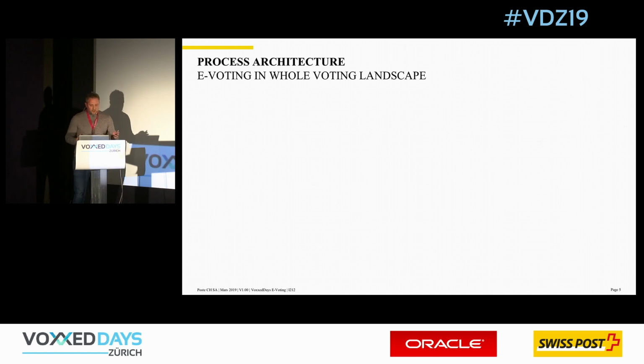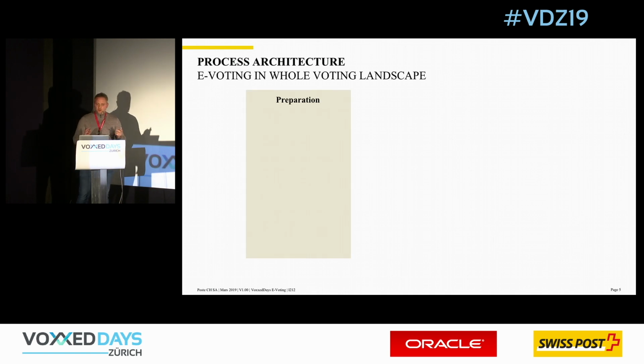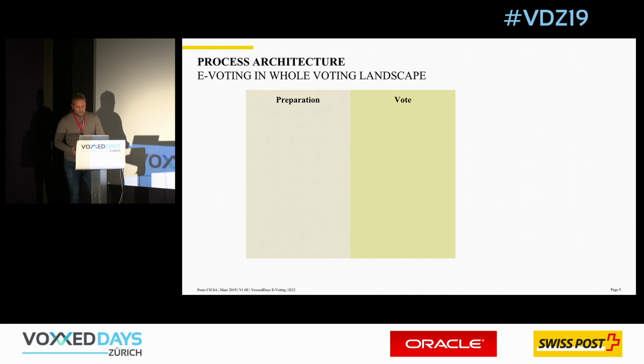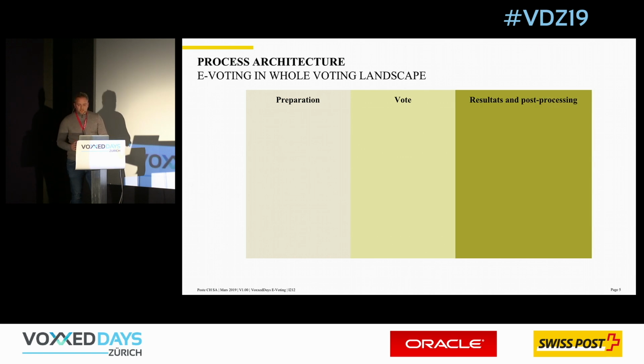Just to explain the whole voting landscape, there are 3 steps. The first is the preparation. We have to prepare an election, we have to pack the elements. Then the voters can vote, and at the end we get the result and we do the post-processing.